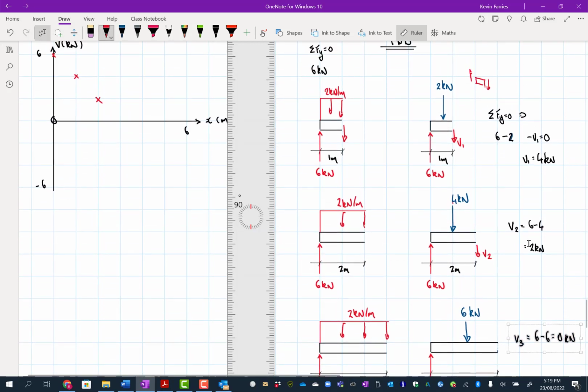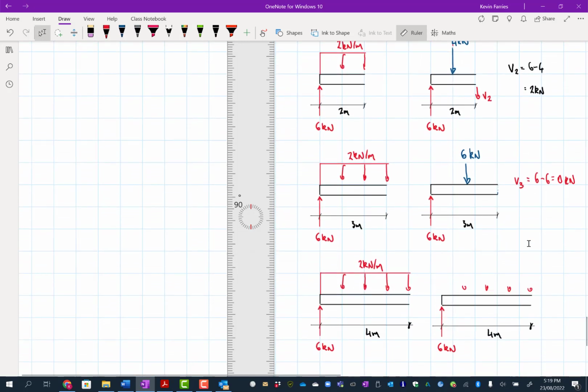So we'll add another point. So now we've got to 0 shear. And we could keep going. I haven't rubbed that out very well. So if we went along to 4 meters, this time we'd have 2 kilonewtons per meter, 4 meters long. Something that's okay. Just I haven't put it in a very nice spot.